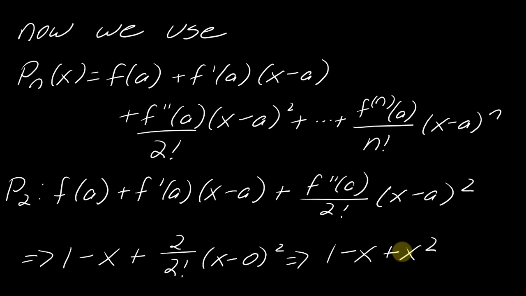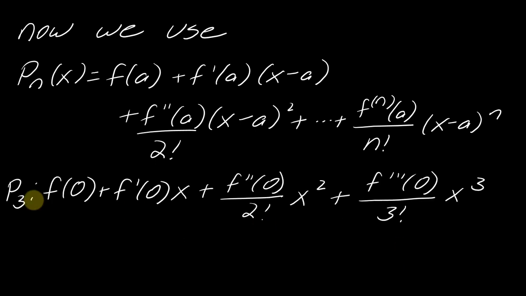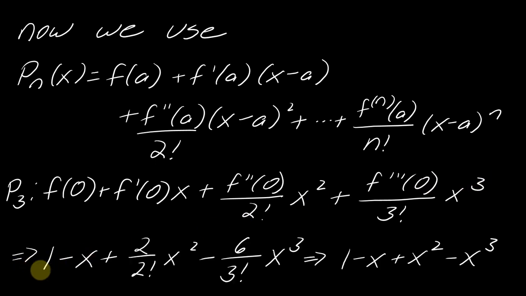And then if we move on to the p sub 3 polynomial, now I'm going to take this out to where I get to that third exponent. And if I plug everything in, I'm going to have 1 minus x plus 2 over 2 factorial x squared minus 6 over 3 factorial x cubed. So this is 1 minus x plus x squared minus x cubed. Okay, so now we can actually see a pretty clear pattern emerging.